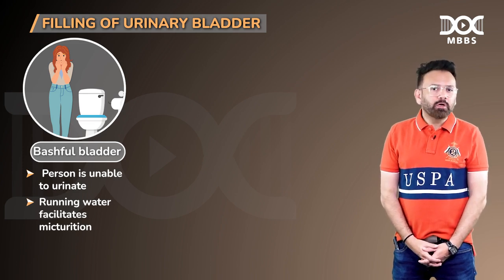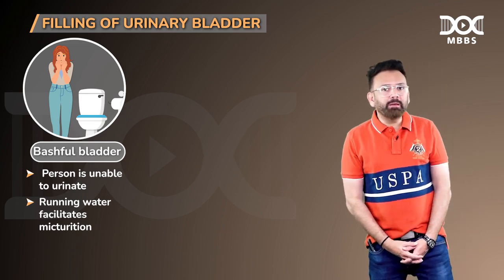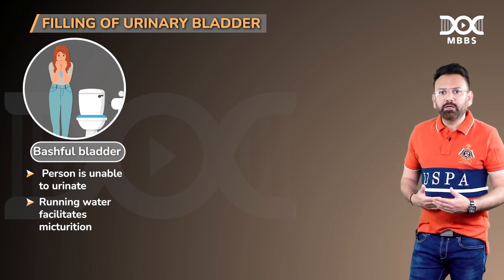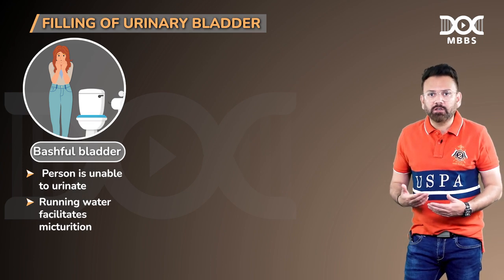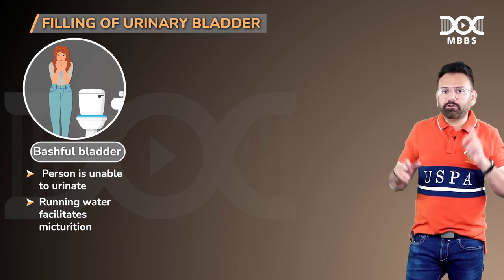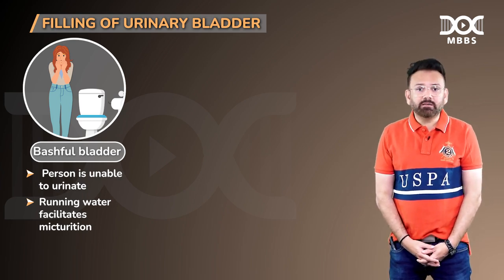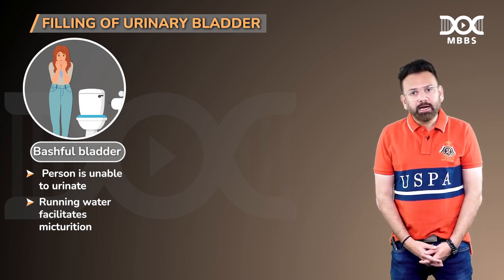Sometimes those people who have BPH, benign prostatic hypertrophy, if you read in surgery, they have hesitancy, they have increased frequency of urination. So we say that just run the tap water, it will help in the micturition process. It has been seen. So this is the physiology of micturition and the reflex.